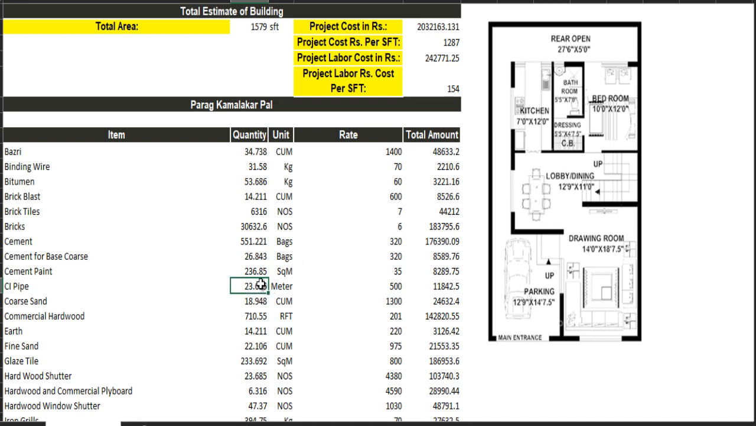CI pipe you require 23.685 meter. Then coarse sand you require 18.948. Commercial hardwood you require 710 running feet. Earthwork you require 14.211. Fine sand you require 22.106 cubic. Glazed tiles you require 233.692 square meter. Hardwood shutter you require 23.685.